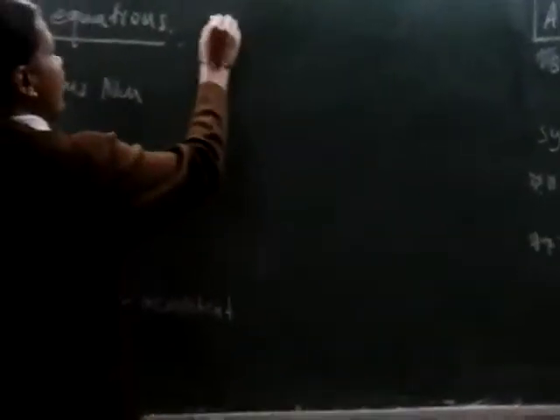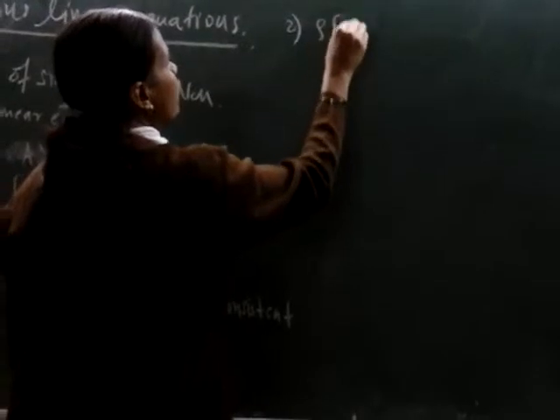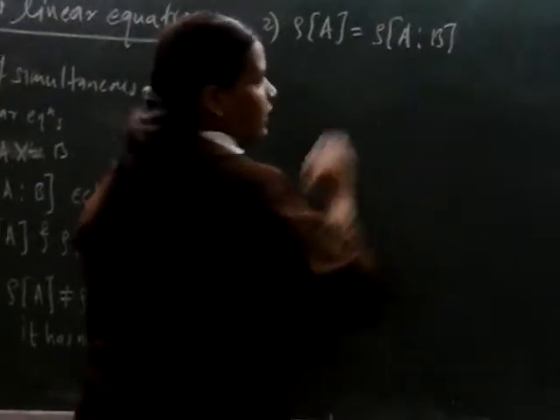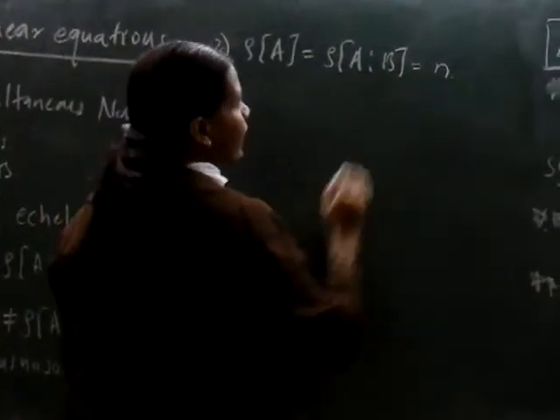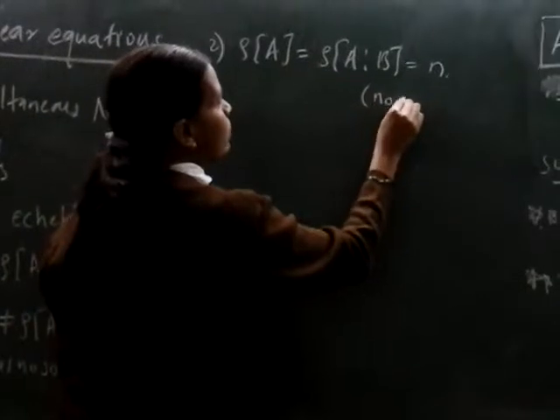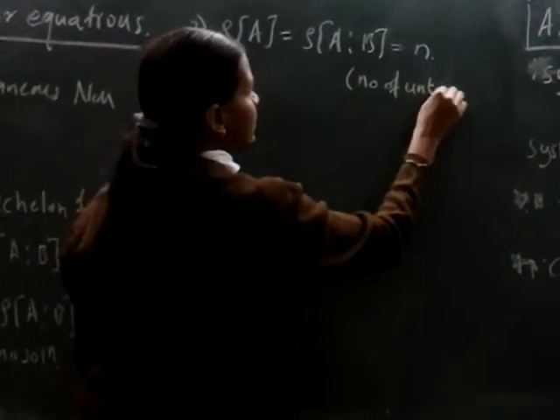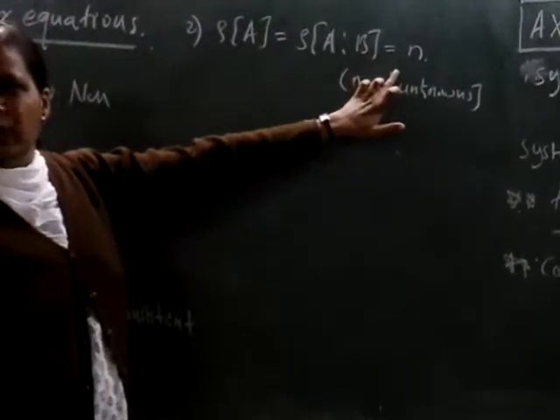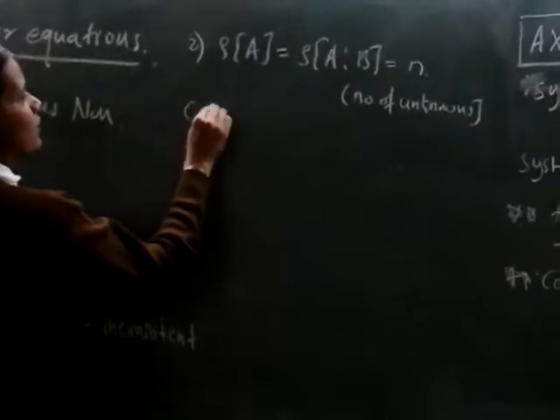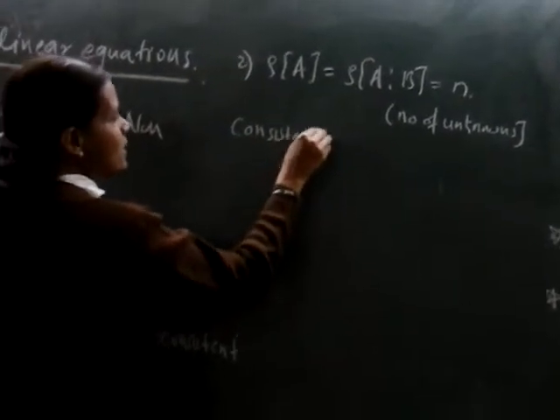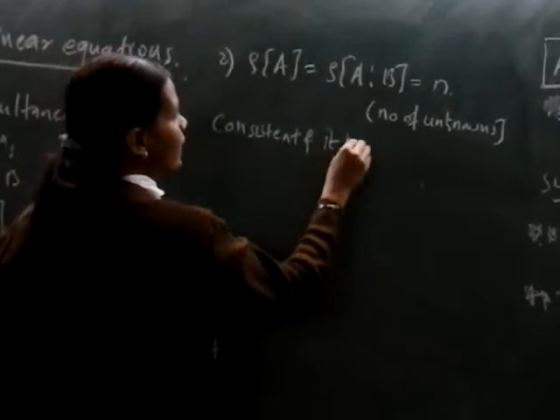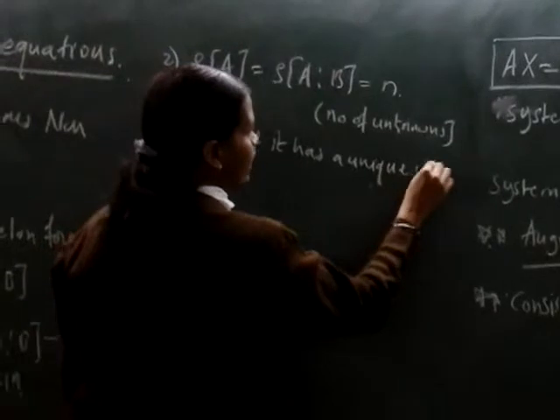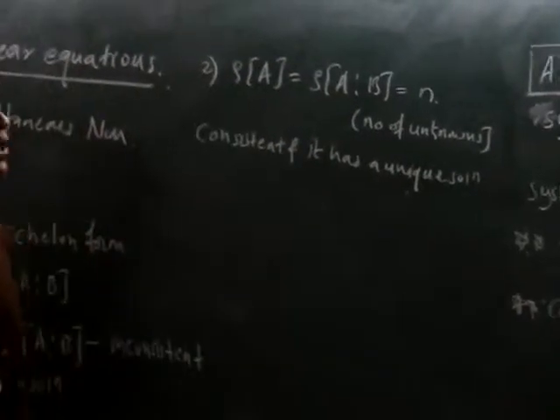The second case is if the rank of A is equal to the rank of the augmented matrix, which is equal to small n. Small n is equal to the number of unknowns. If both ranks are equal and this rank is equal to the number of unknowns, then we are saying that the system is consistent and it has a unique solution. That is the second case. The system has a unique solution.